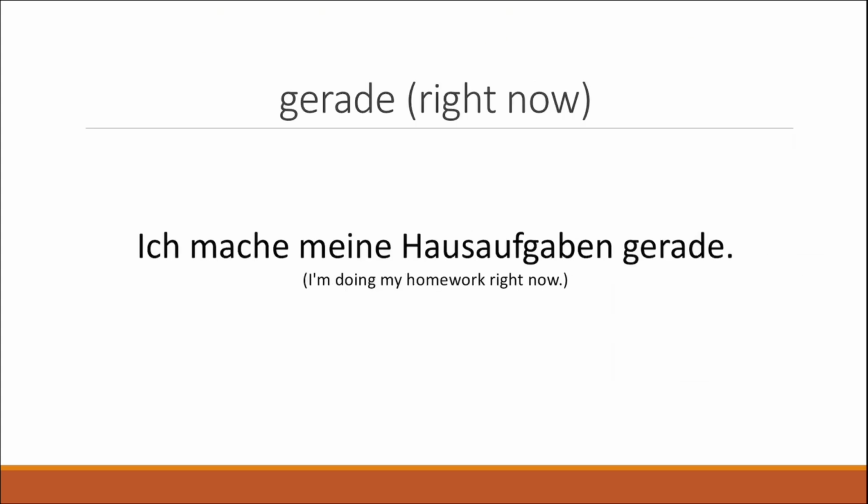Following on, I'm going to talk about gerade, which means right now, and here you can see an example. Ich mache meine Hausaufgaben gerade, which means I'm doing my homework right now. And you can see how the meaning of gerade is simply right now. Now, an interesting thing about gerade is the fact that it can be used in German to form what in English is called the present continuous. So we can use gerade in order to form verbs like I'm doing, I'm making, I'm cooking, and so on.